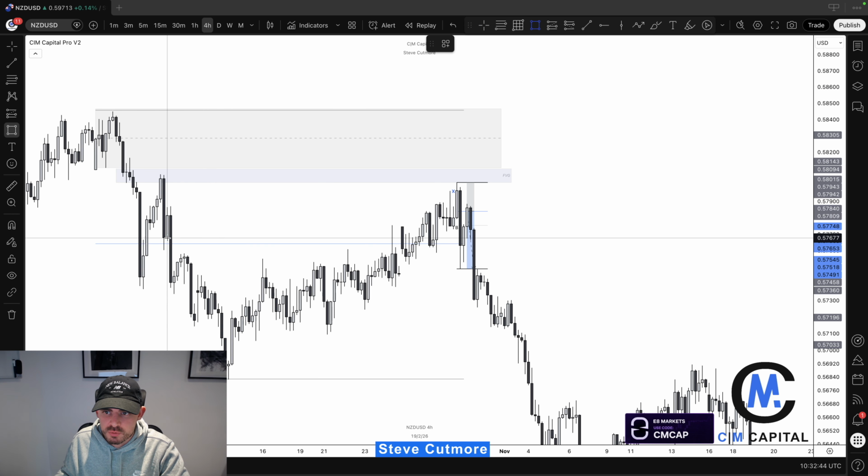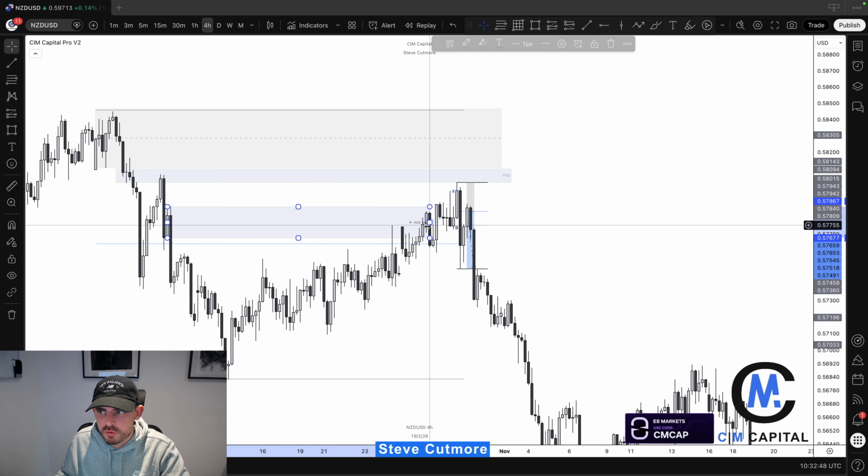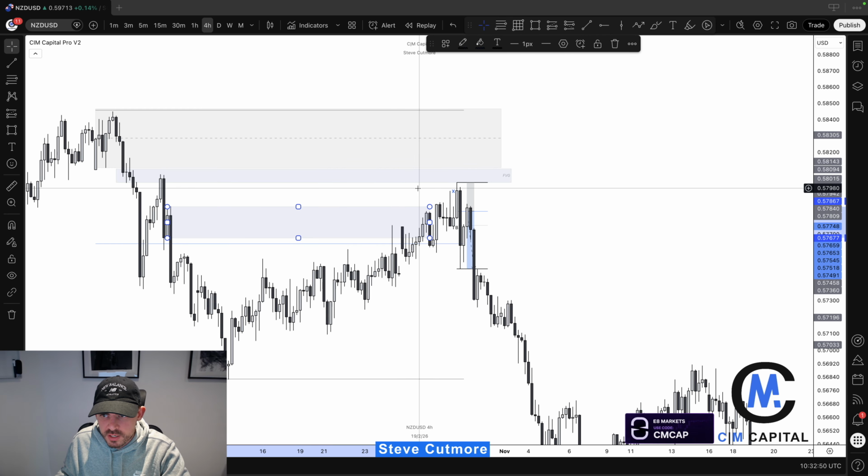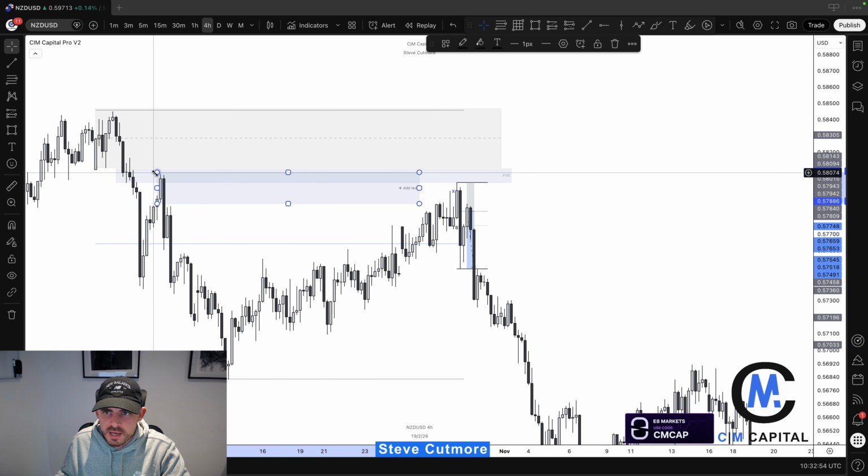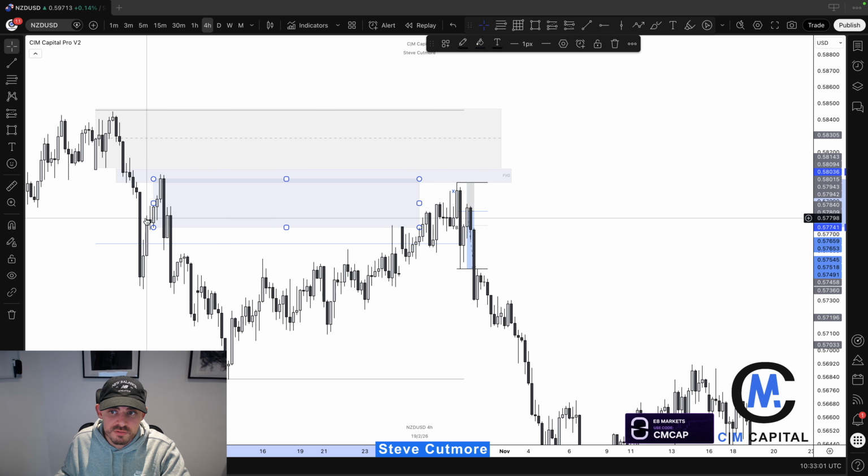So this one here, for example, is a supply zone. So we look for a reaction in there, and if we don't get a reaction, then we move to the next one. We've got one up here. In these kinds of scenarios, you don't have to use the full candles, because this one has already respected this one.